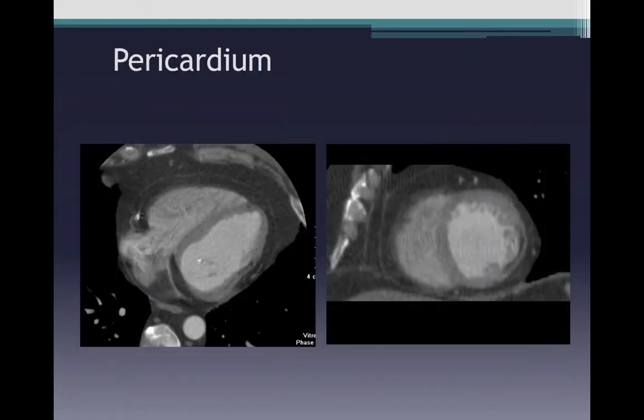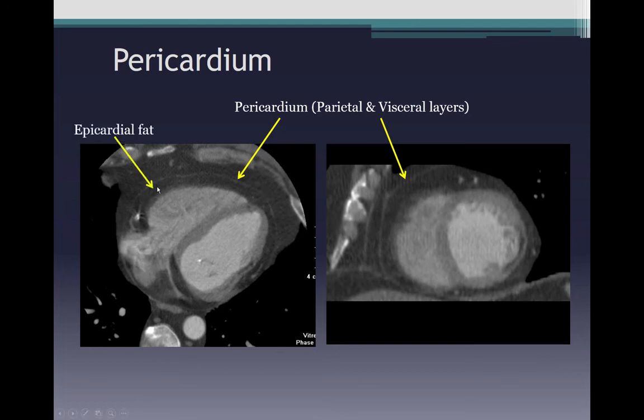Now let's talk a bit about the pericardium. So pericardium normally we see as a thin soft tissue structure surrounding the heart. Now this is not one layer of pericardium as is commonly believed, but is both the parietal as well as the visceral layers of the pericardium. Now, there is a potential space between these two layers of pericardium as we see them together, and when there is an accumulation of fluid, the two layers of the pericardium can be seen separately.